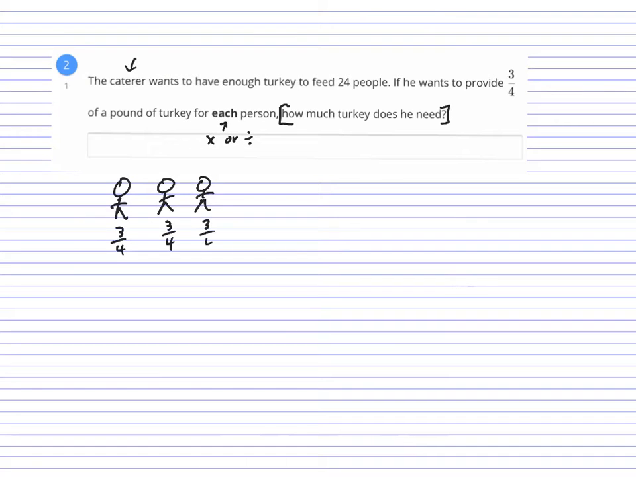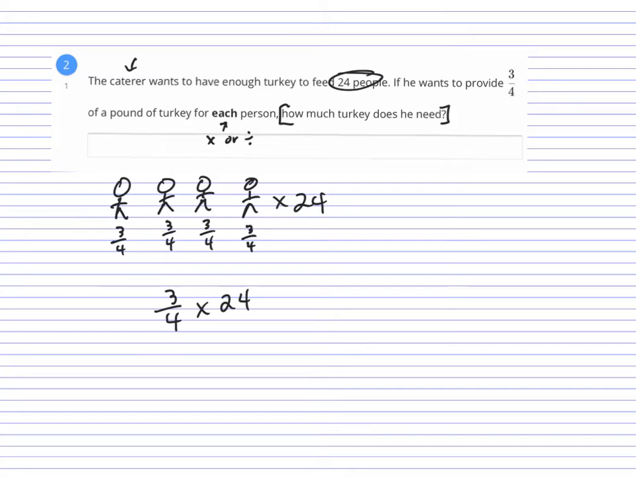If we drew a quick picture, we would see that 3/4 is repeating, and you would keep doing this 24 times. I'm not going to do it 24 times because that would take a while, but you get the idea. So 3/4 plus 3/4 plus 3/4 plus 3/4. We're adding the same thing over and over 24 times. So our problem is going to be 3/4 times 24.